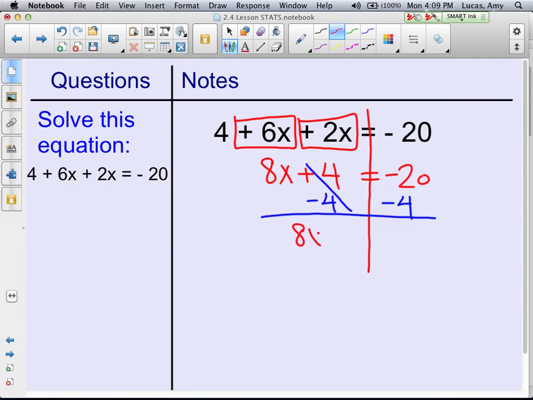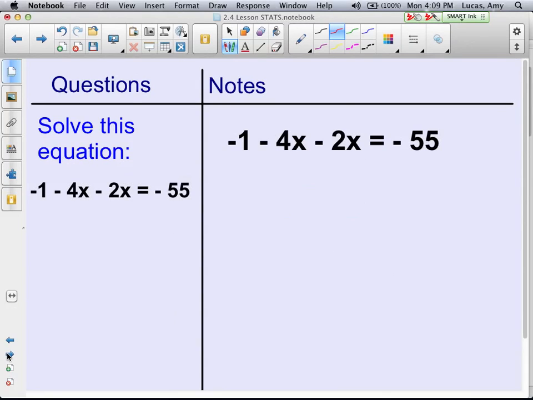So 8x equals negative 20 minus 4 more is negative 24. Then I can divide by my 8, divide by my 8. So x equals negative 3 is my solution.